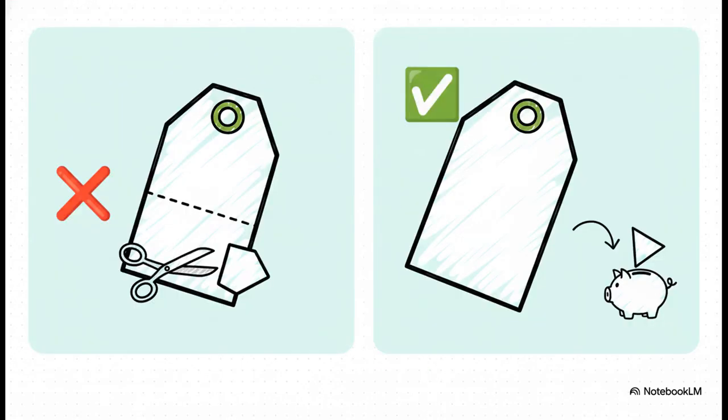And for our last GSTR-1 rule, let's clear up some confusion around TCS, or tax collected at source. You'll see this deducted by the marketplace, but here's the key. It does not reduce your sale amount. So if a product sold for $1 lakh, you report $1 lakh in GSTR-1. Simple as that. You'll get that TCS money back later, but your reported sales figure has to stay at the gross amount.